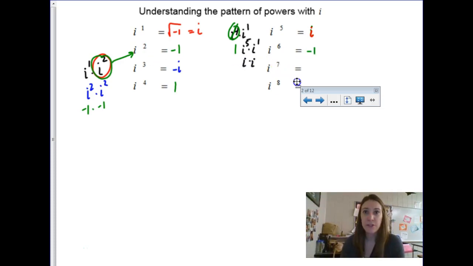Uh-oh, in the words of my small children, there's a pattern. So i, -1, you guessed it guys, the next one in the pattern is -i, and then the final one in the pattern is +1.